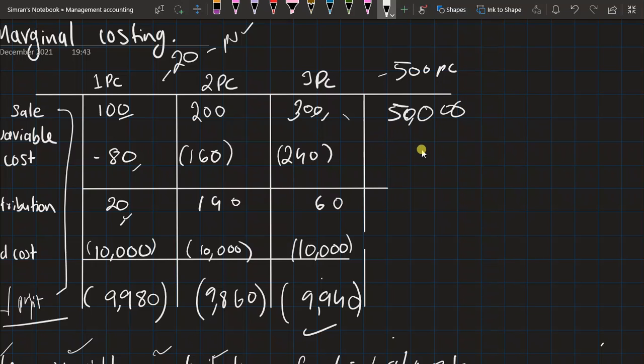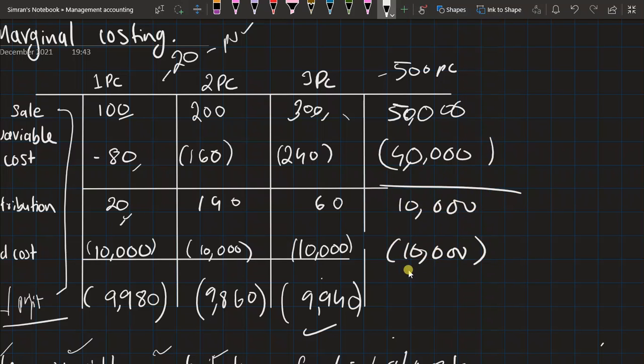Okay, so yeah, we are correct. 50,000 pieces. And what will the variable cost be? 80 per unit, so 80 into 500, we have 40,000. Minus, we get here 10,000, then we have 10,000.